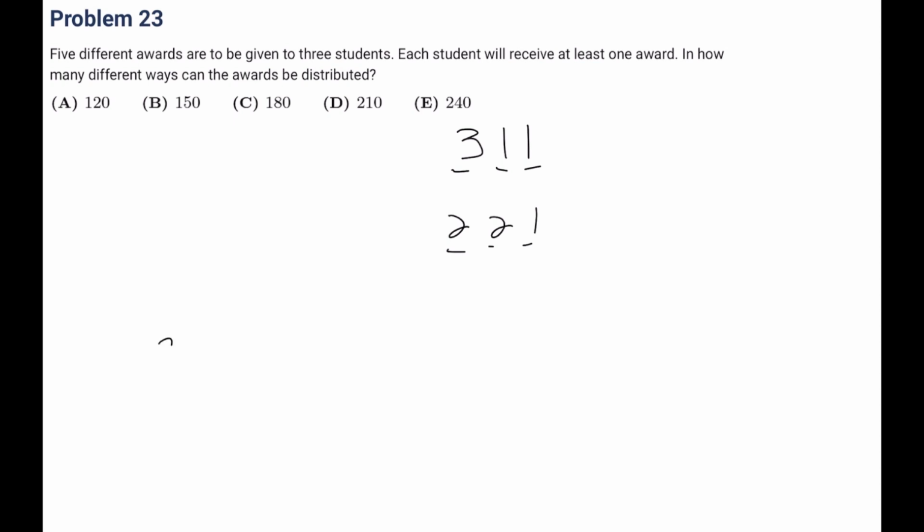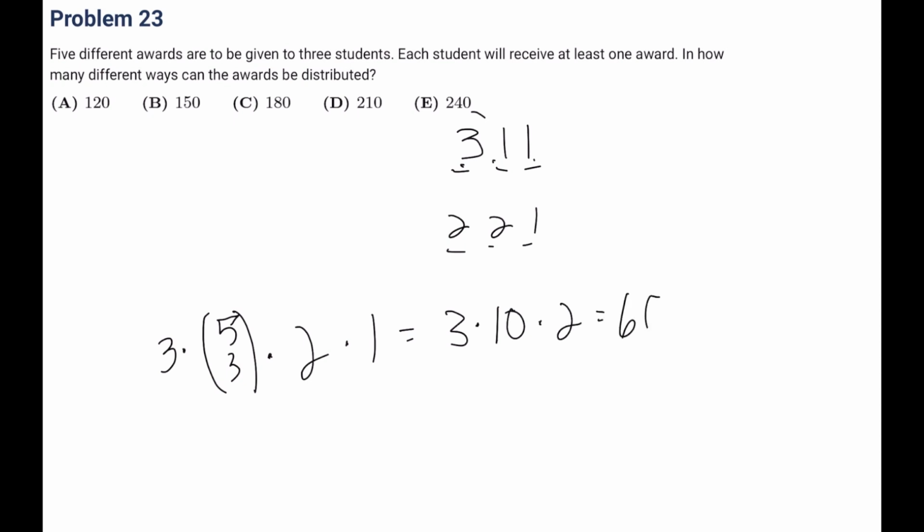So there's 3 ways to choose which student is going to get the 3 awards, and then there's 5 awards, and we're picking 3 to give to that student. So that would be 5 choose 3, and then the next student has two options because there's two awards left, and the last student is left with whatever award is remaining. So that's 3 times 10, which is 5 choose 3, times 2, which equals 60. So that's for this 3, 1, 1 case.